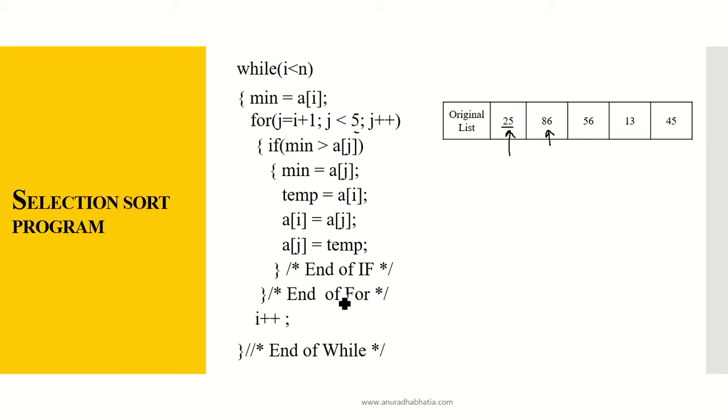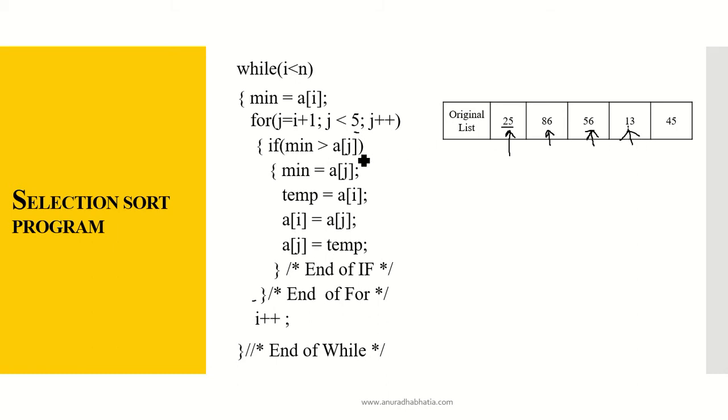End of if, end of for. So j will be incremented by 1, and j will reach here, so it becomes 56. Is min greater than a of j? No, min is not greater than a of j. So this for loop will again be incremented, and j is incremented. Now j becomes 13 over here.